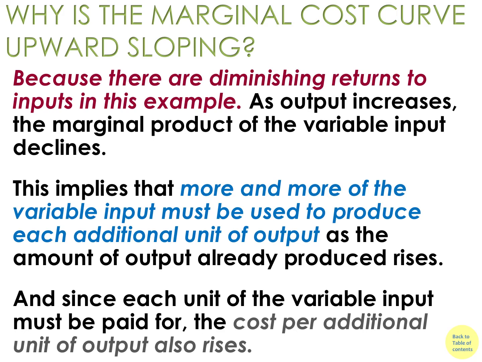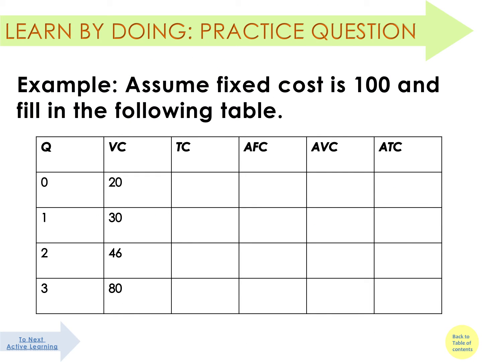So we should expect that marginal cost is going to rise, and that means that total cost will be affected. So here's an opportunity for you to practice. Assume fixed costs are $100, regardless of the quantity of output. Fill in the following table. So go ahead and pause here and work on the problem. And when you're ready, let's solve it together.